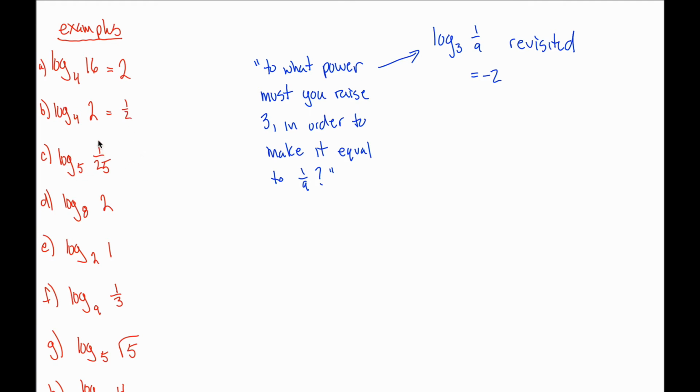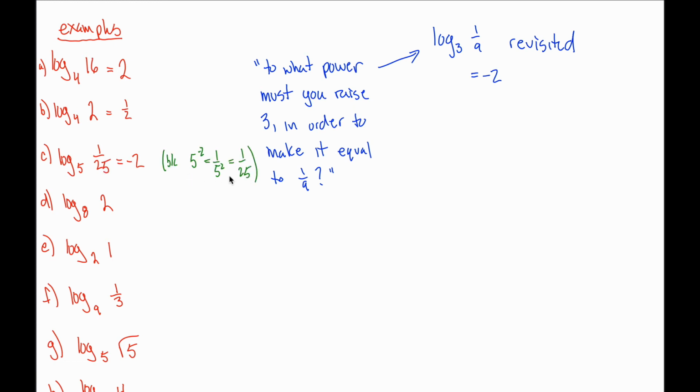The log base 5 of 1/25, well, 25 is 5 squared, but this is not the log base 5 of 25. If it were, the answer would be 2. It's the log base 5 of 1/25. Fractions, think negative logs. The log base 5 of 1/25 is equal to -2, and that's because 5 to the -2 power is what equals 1/25.